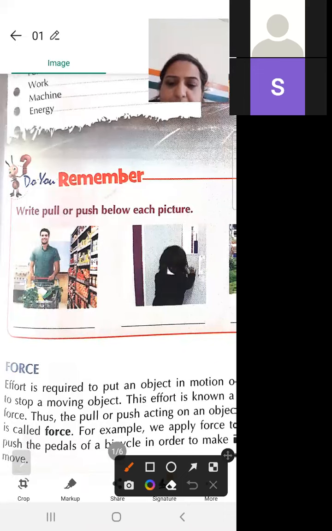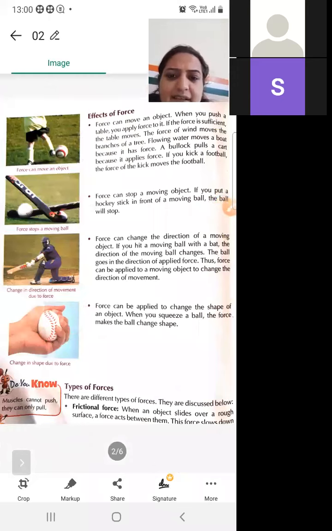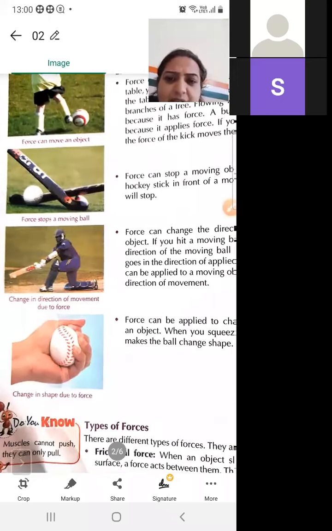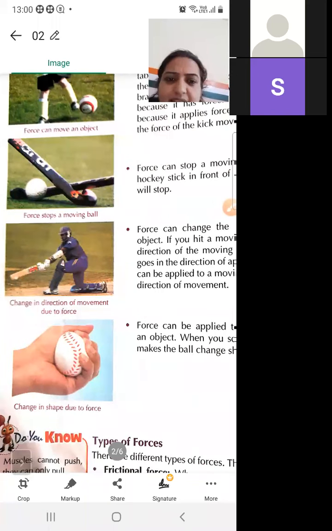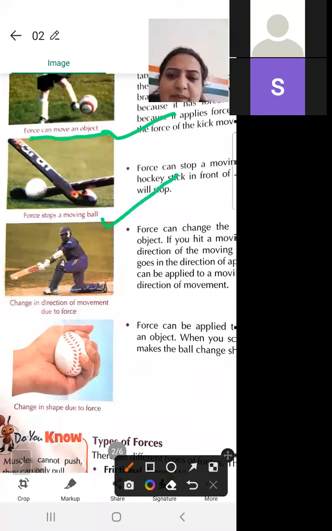And what are the examples of force? When we push the pedal of a bicycle, we require force. Next, what are the effects of force? Force can move an object. Force can stop a moving object. Force can change the direction of an object. Force can change the shape of an object.